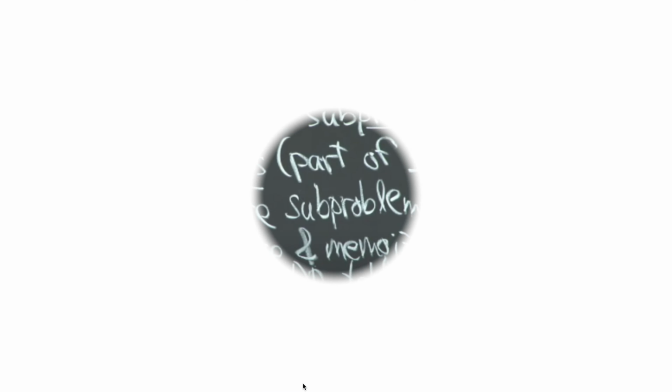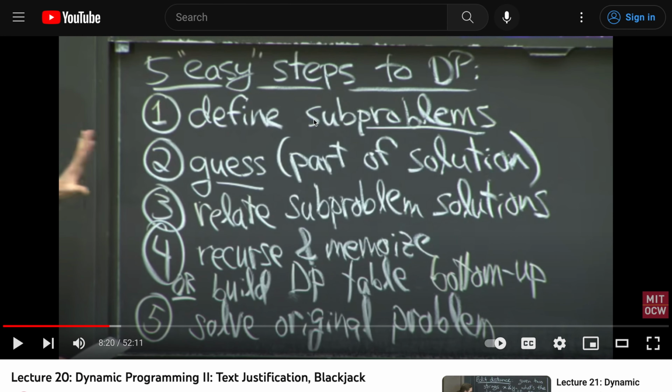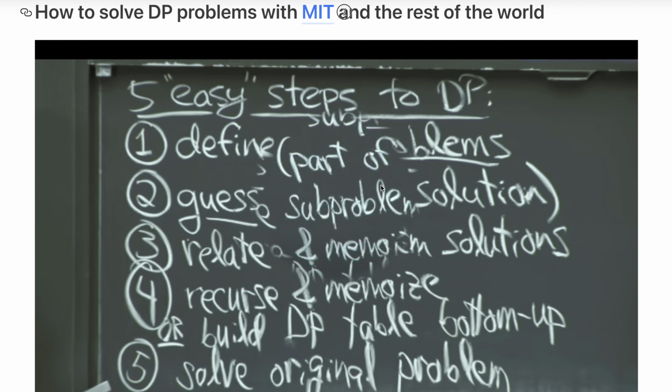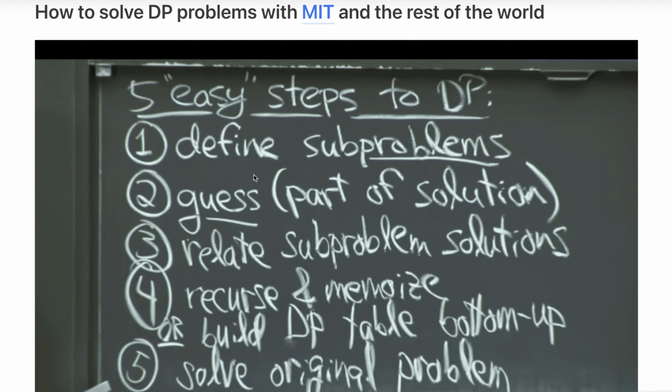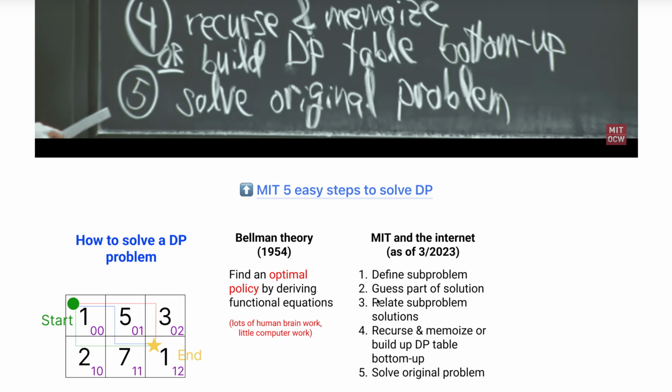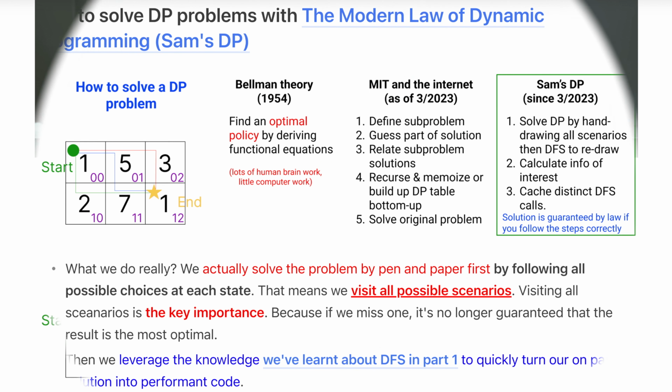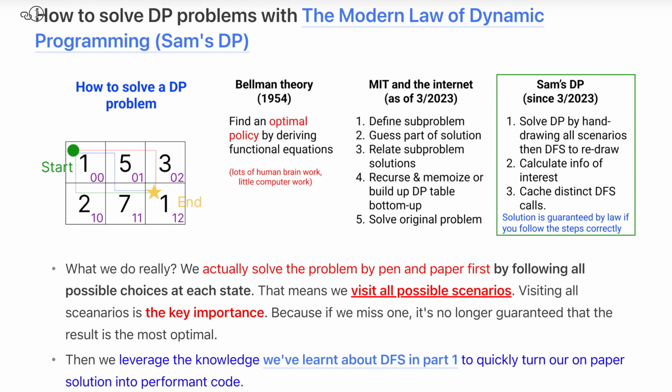If you click on this link, you'll be able to access the way MIT is solving DP problems. And everywhere on the internet, you will see a similar approach like this, of people teaching students how to solve DP problems. When I work with people, I find a majority of them, software engineers and students, are very confused about solving DP problems with these steps. And that is why we're learning SAM's DP today. Next is our main topic today: how to solve DP problems with the modern law of dynamic programming. It's also called SAM's DP.